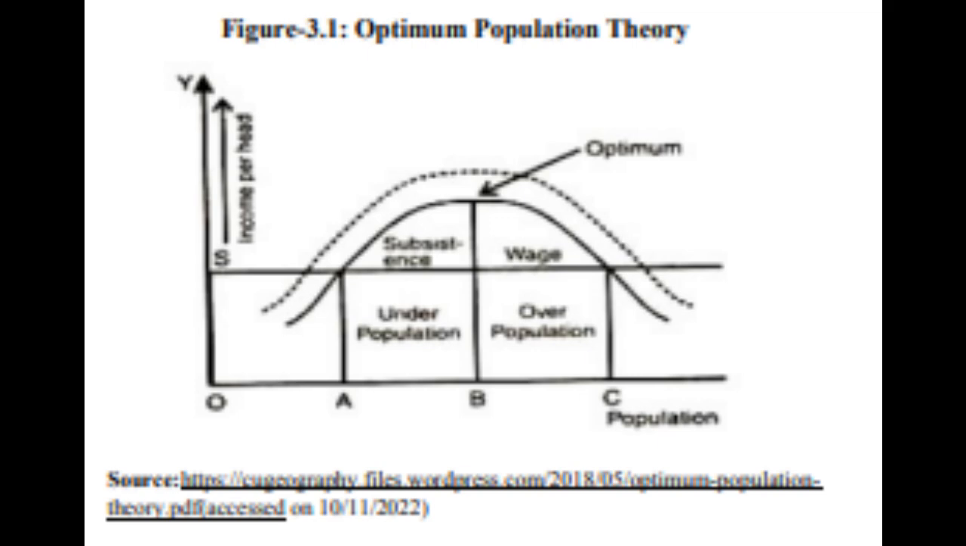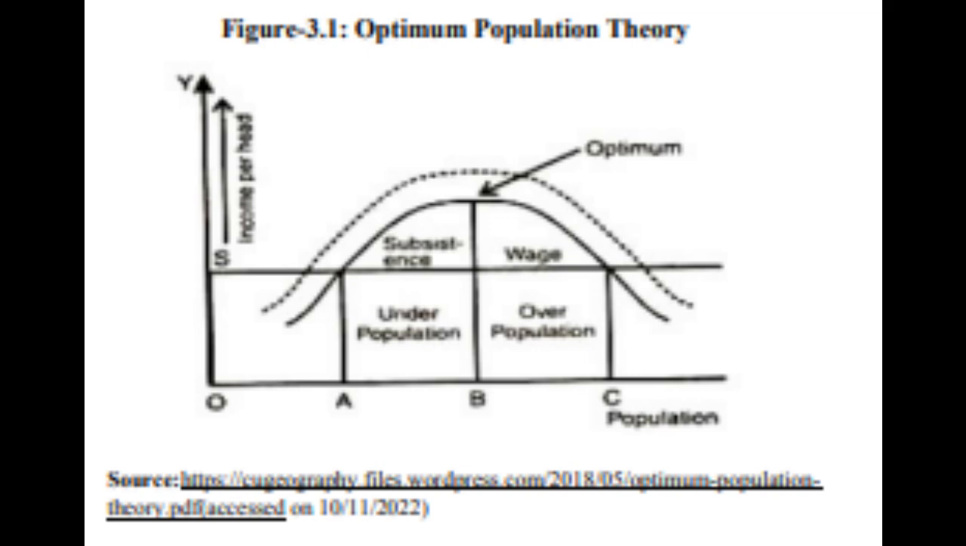Overpopulation: if the actual population is above the level of optimum population, this condition is considered overpopulation. Overpopulation will lead to a decline in the per capita income. In the diagram, population is shown on the horizontal axis and income per capita along the y-axis. OS is the income per head, which gives only a subsistence wage rate to the population. This level of wages puts the minimum limit to the income per head.